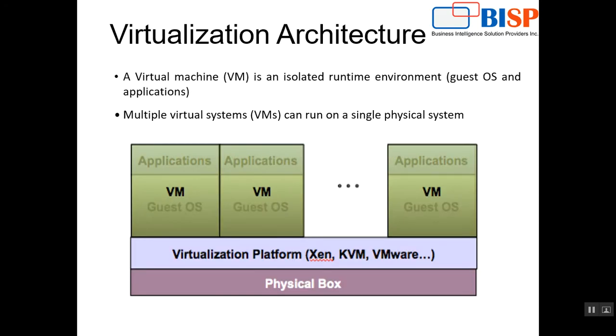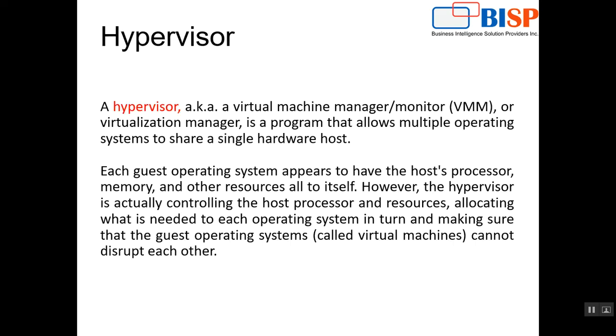Now this is the virtualization architecture. We have a physical box. On top of that we keep hypervisors like Xen, KVM, VMware, and using those hypervisors we manage the virtual machines. These virtual machines are not totally different parts. Each is like a small server which has a guest operating system, and on top of that we run some application. So this is the basic, generic architecture of virtualization.